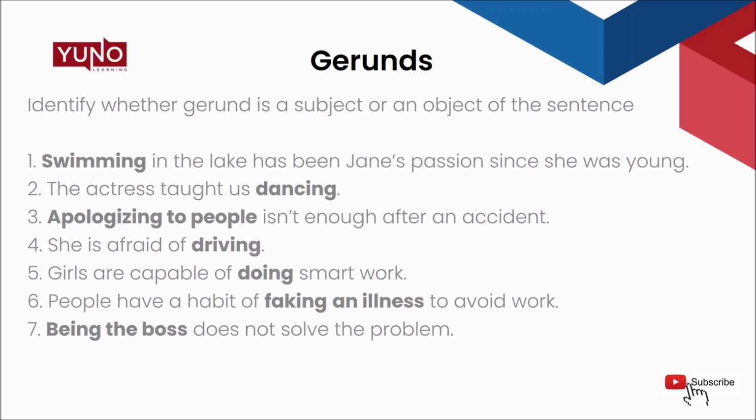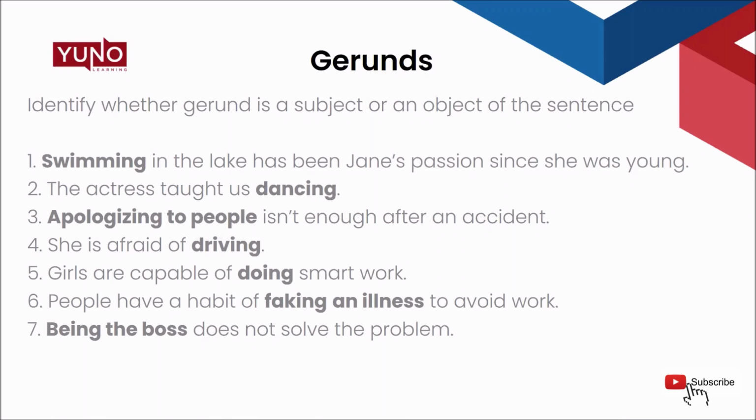She's afraid of driving. So she's afraid of something, and that is driving. So here, driving is an example of a gerund as an object. Girls are capable of doing smart work. See, the subject of the sentence, of course, is girls. And what are girls capable of? Doing smart work. So doing here again is an example of a gerund as an object.